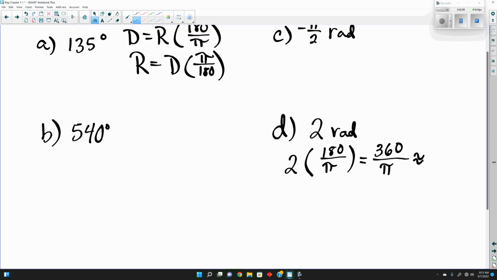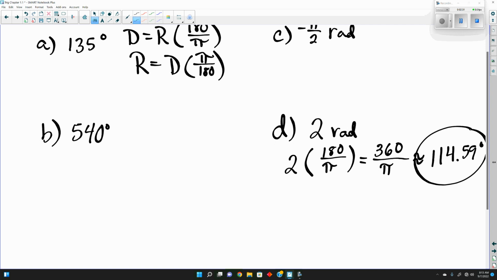Because we can take 360 divided by pi and get 114.59 degrees, approximately. We can't get the full result because, again, pi is a non-repeating, non-terminating decimal, so there's no way to get the full number. But that's as far as we go.